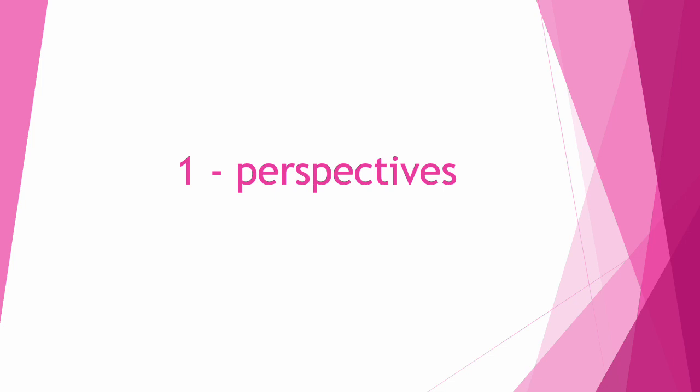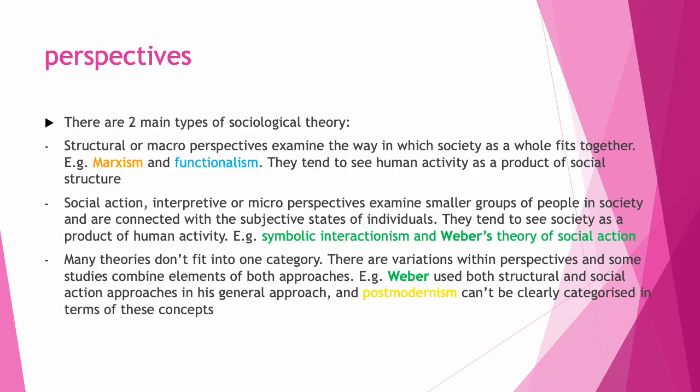Firstly, perspectives. There are two main types of sociological theory. Structural or macro perspectives examine the way in which society as a whole fits together. For example, Marxism and functionalism, they tend to see human activity as a product of social structure. Social action, interpretive or micro perspectives, examine smaller groups of people in society and are connected with the subjective states of individuals. They tend to see society as a product of human activity.